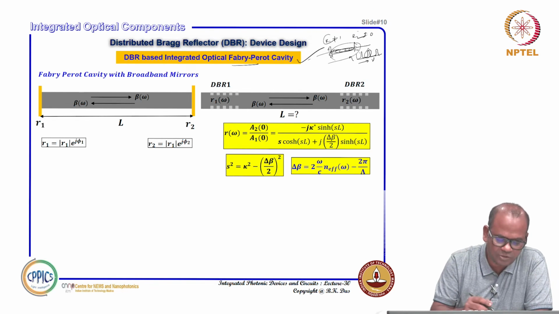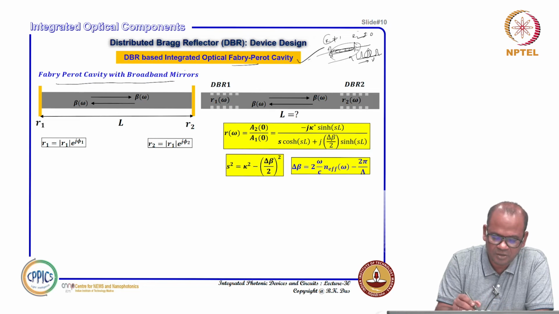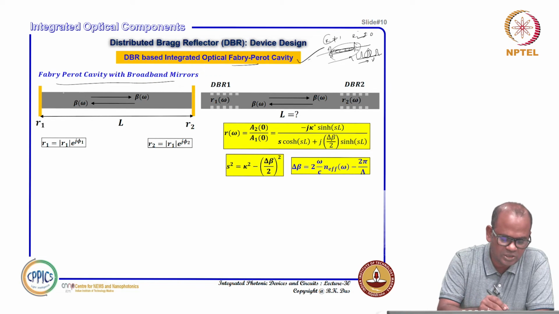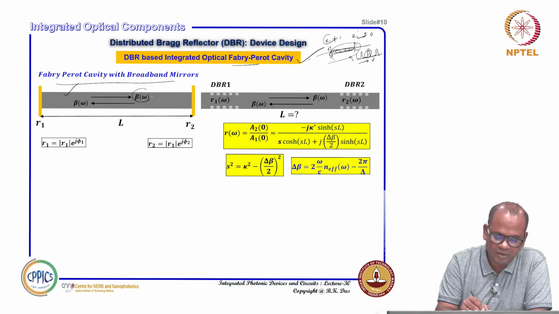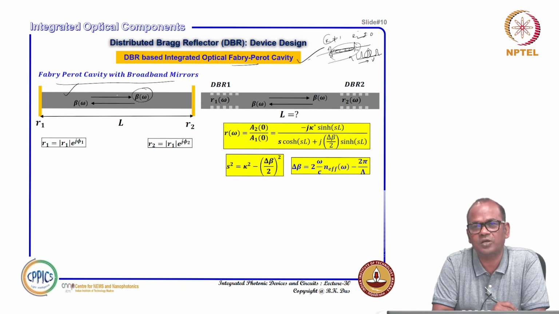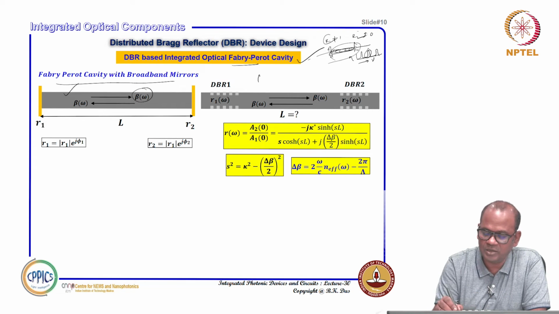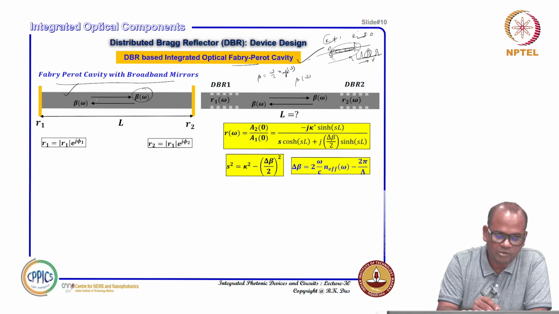So, start with the Fabry-Perot cavity with a broadband mirror. Suppose this is a single mode waveguide, and it has a fundamental mode with a propagation constant beta. Beta is always omega by c times n effective, which is why we write beta as a function of omega; n effective can also be a function of omega. And you can have a forward propagating wave and a backward propagating wave.